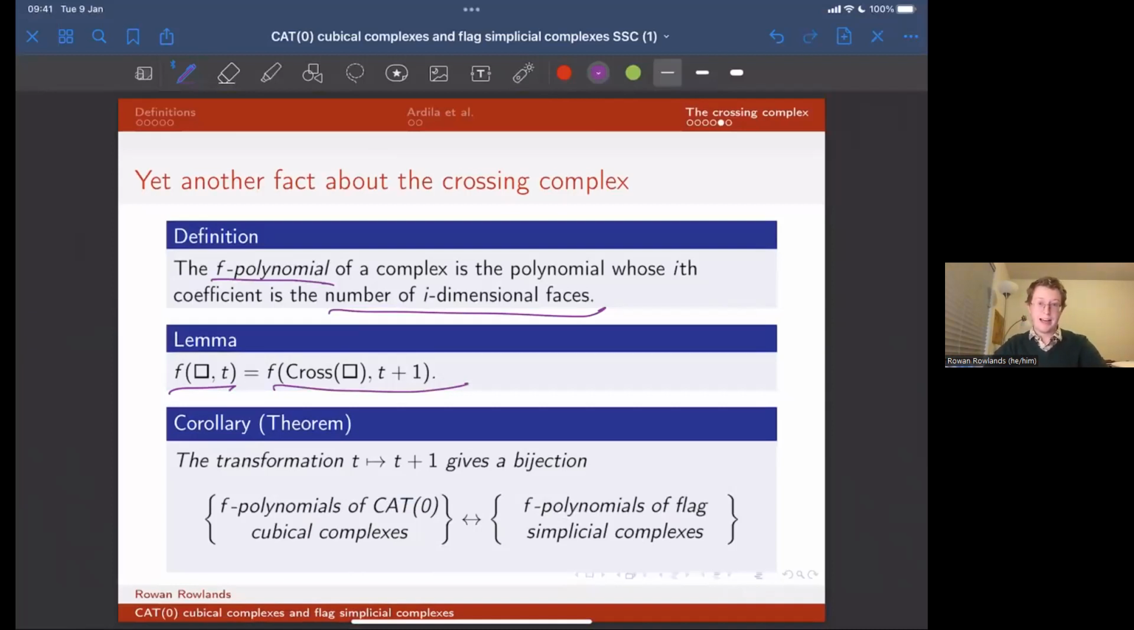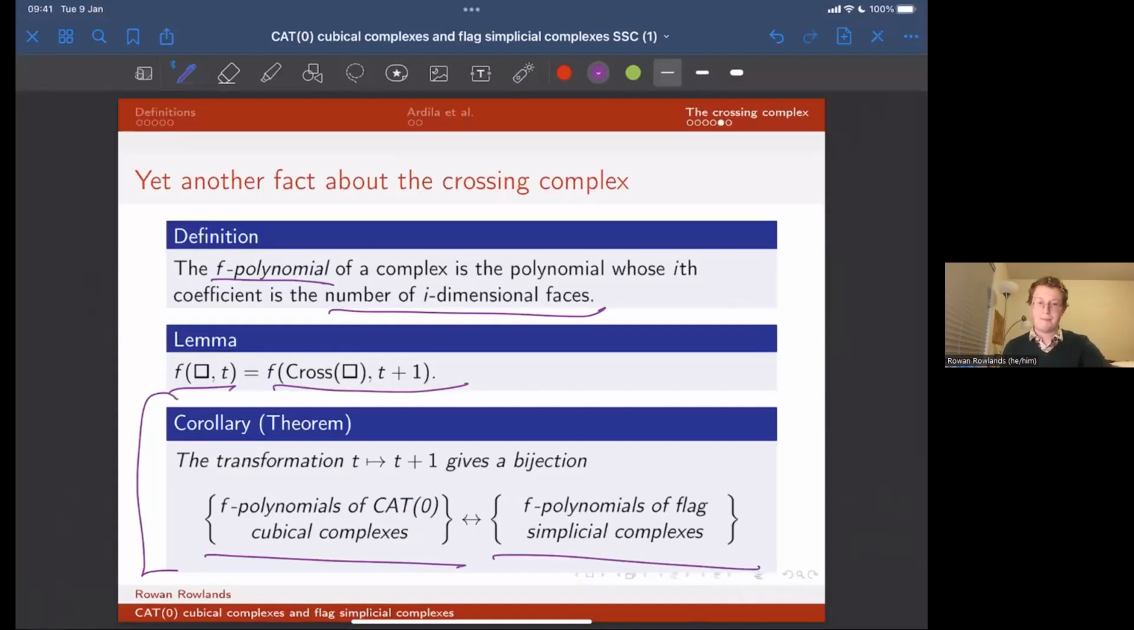Now, the reason I like this lemma so much is because of this corollary here. Remember I said that every flag simplicial complex appears as the crossing complex of something. And as a result of that, this relationship between the F polynomials actually gives us a bijection between the sets of F polynomials of CAT0 cubical things and of flag simplicial things.